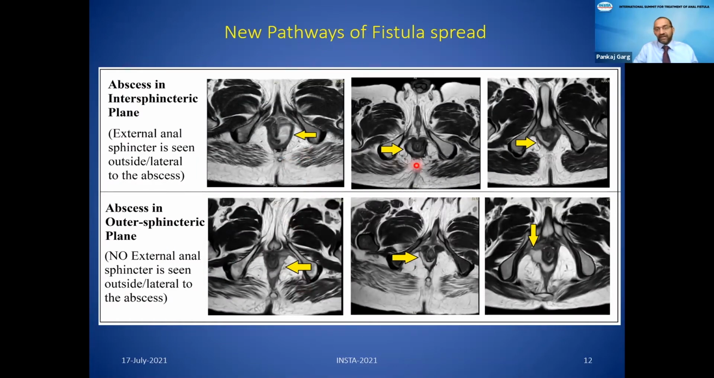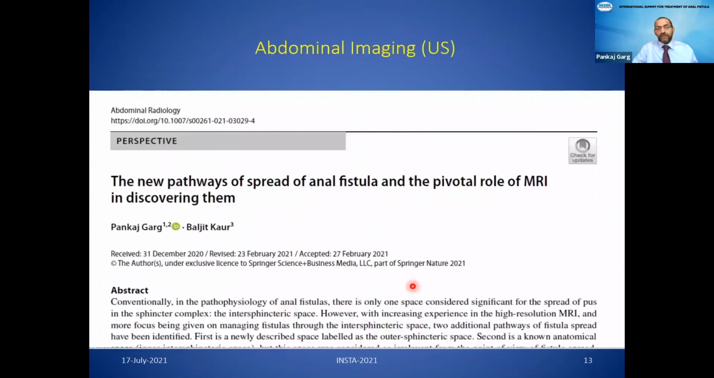All these three are intersphincteric fistulas, as a muscle layer can be seen between the fat and the fistula. But this is in the outer sphincteric plane, as no muscle layer can be seen. But in all these cases, you can see the fistula is distinct from the ischiorectal fossa fat and not entering the ischiorectal fossa fat. So this is not a transsphincteric fistula. We published this in Abdominal Imaging this year.